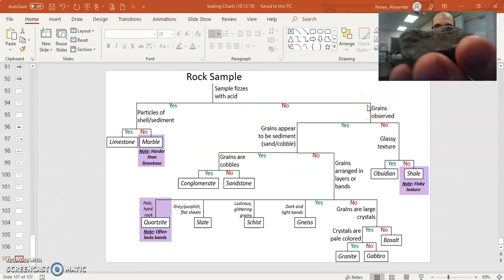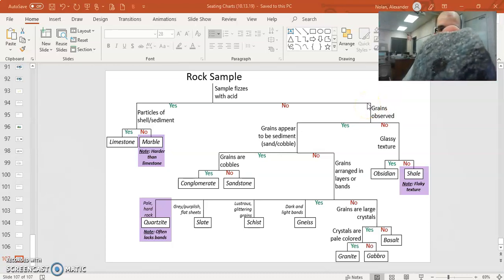Are grains observed? Yes. Those little glittering crystals, those are grains. So we're going to say yes. Do the grains appear to be sediment, like sand or cobble? No, they are not. Anytime you see this really pretty glittering, I know it might be hard to see on your screen, but you'll see these little flashes and glints of glitter. That's not sand or sediment. We're going to say that's something else. Those are crystals. So we're going to say no, the grains don't appear to be sediment. They appear to be crystals.